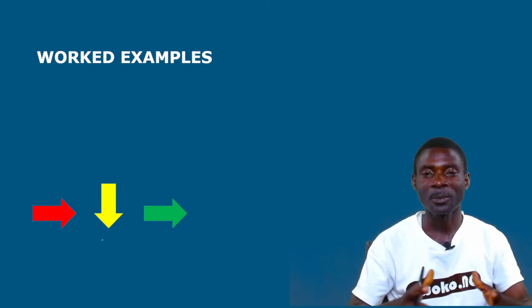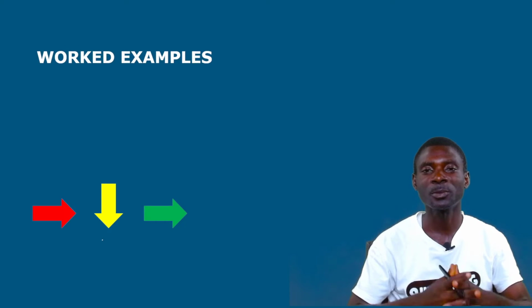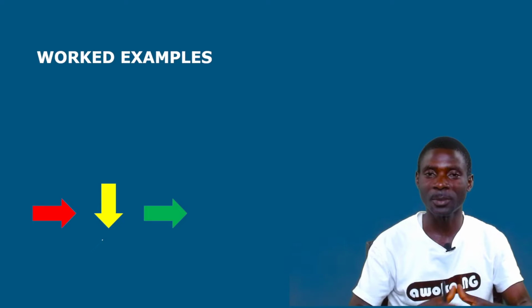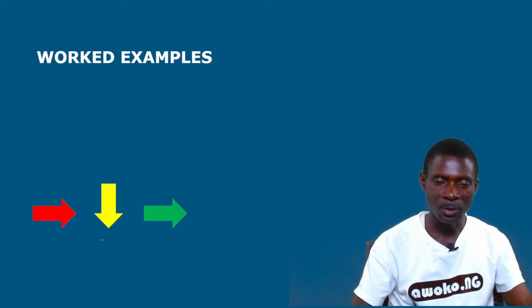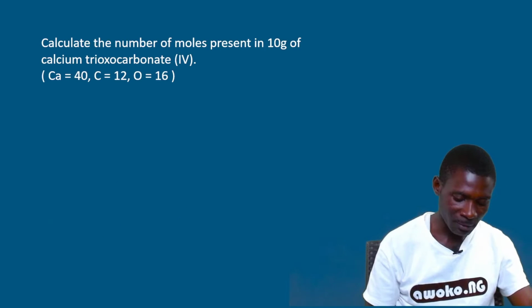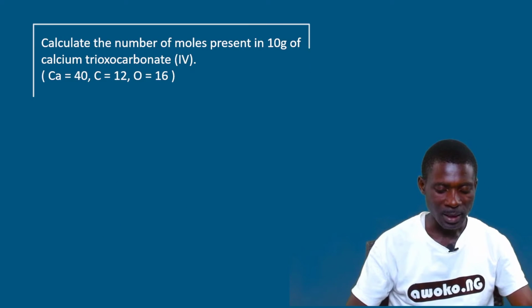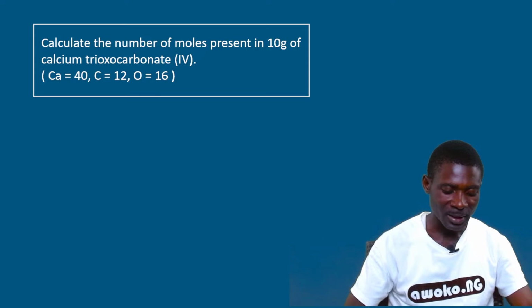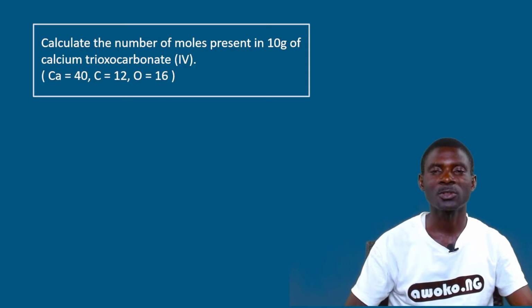Let us look at some examples on the relationship between the mole and relative atomic mass and relative molecular mass. Let's take a look at the first example here. We have the question that says, calculate the number of moles present in 10 grams of calcium trioxocarbonate 4.